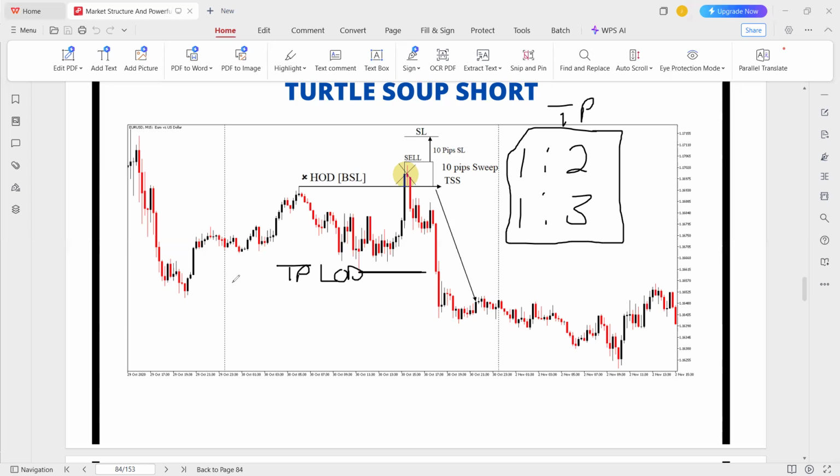The third thing is you can also use the previous day's low, which is the PDL, as your take profit area as well. So there's many ways to come up with these setups. As a trader, as you trade, let me just say practice makes perfect. As you execute your trades, you also figure it out.